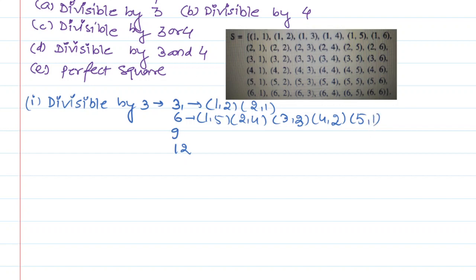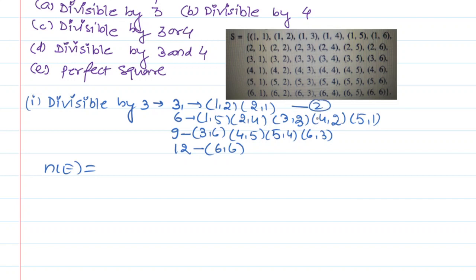Just observe the pattern. The number on the left side, I am increasing by 1. The number on the right, I am decreasing by 1. For 9, I am getting 3 comma 6, then 4 comma 5, 5 comma 4 and 6 comma 3. And for 12, I am getting only one possibility, that is 6 and 6. So what is n of E? What is the total number of favorable events? For 3 I have 2.